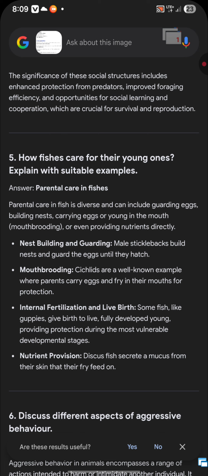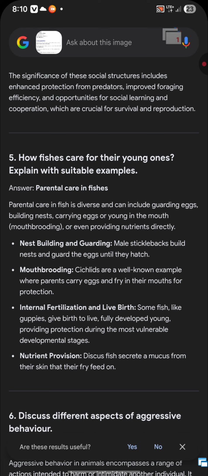Aggression can range from displays of dominance, e.g., posturing, vocalizations, to physical conflict, with many species using ritualized fighting to minimize serious injury. 7. Write an essay on migration in birds. Answer: Migration in birds. Bird migration is the regular, seasonal movement, often north and south, undertaken by numerous species. This behavior is driven by the need for better food resources and breeding grounds.